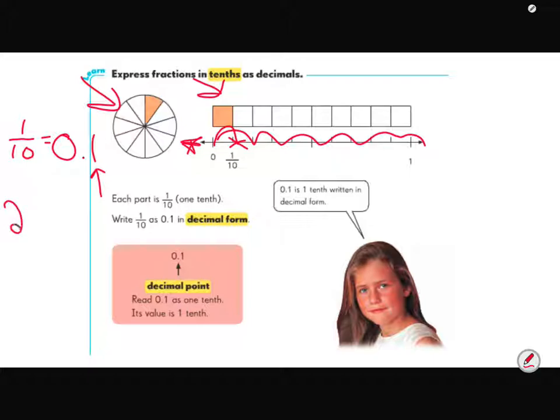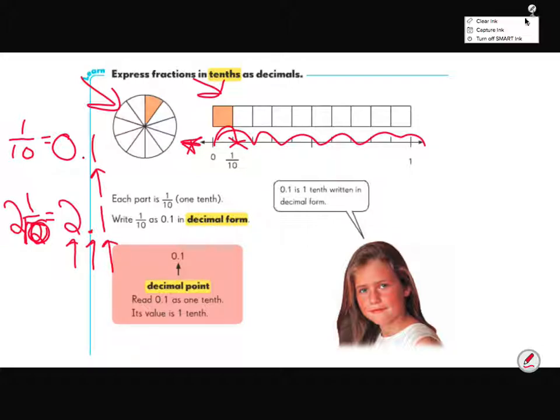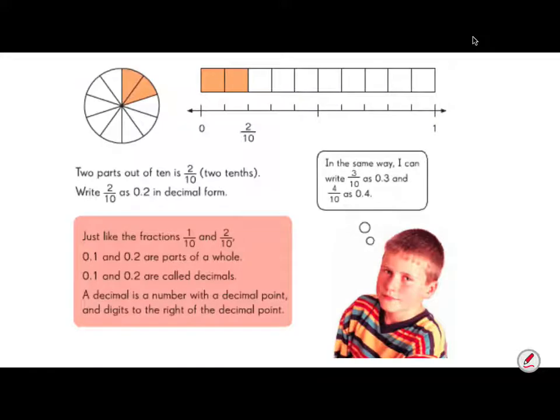If I had 2.1 as a decimal, the decimal point means "and," so I would say 2 and 1/10. The 2 is in the ones place. I say the word "and," and it's 1/10 because it's in the tenths place, okay? So we're going to practice.